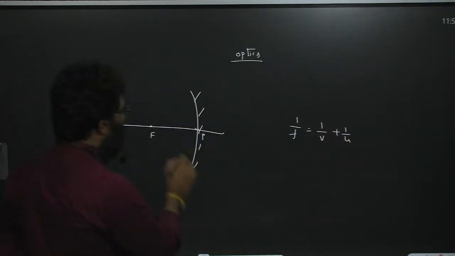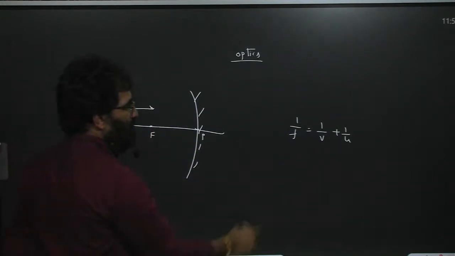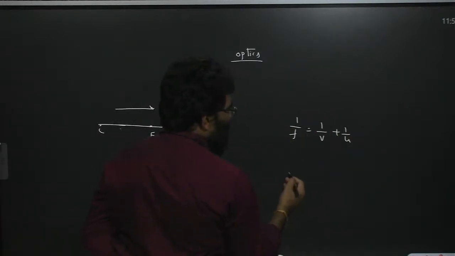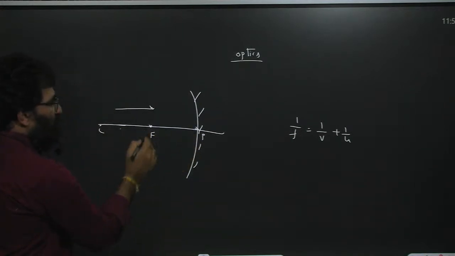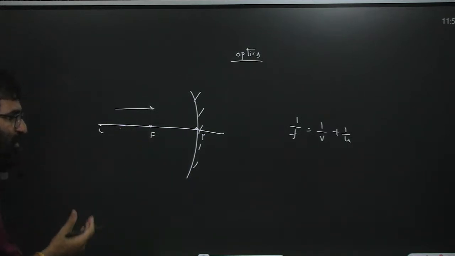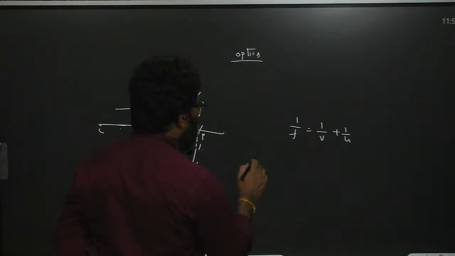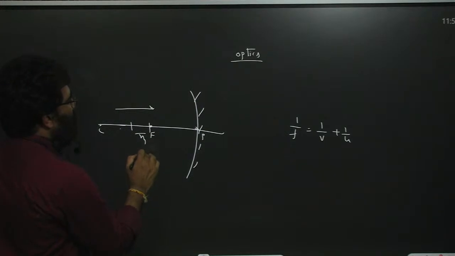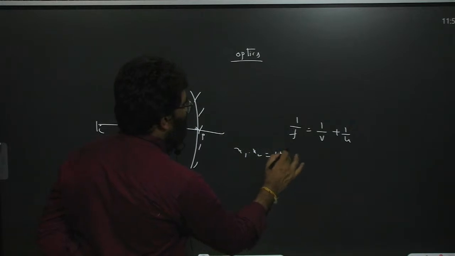Take the sign convention. Along the ray direction from the pole you measure positive, otherwise negative. Newton's formula is there, but instead of the pole, we find the position of the object and image from the focus. Newton's formula is applicable for real objects and real images only. From the focus, object distance is x1, image distance is x2. So definitely x1 into x2 must be equal to f square. Newton's formula.